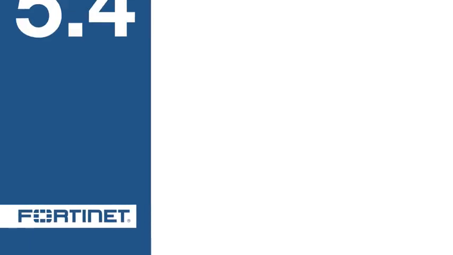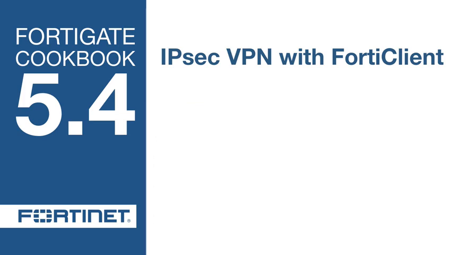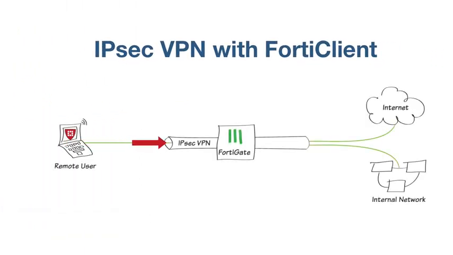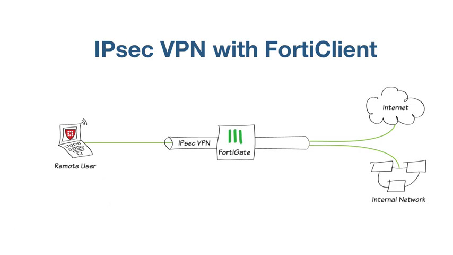In this video, you will learn how to create an IPsec tunnel for remote users to connect to using Fortigate. This will allow remote users to access the corporate network using an IPsec VPN that they connect to using Fortigate for Mac OS X, Windows, or Android. Traffic to the internet will also flow through the Fortigate to apply security scanning.